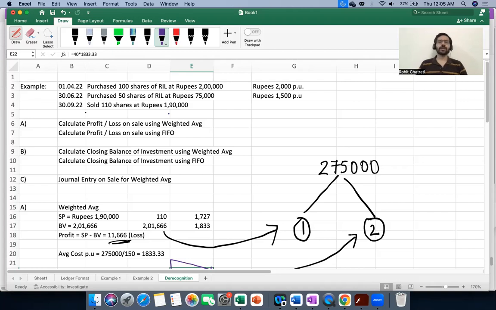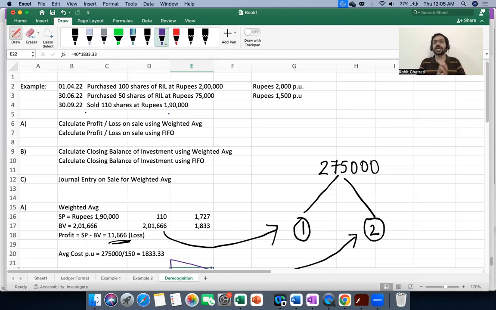Hi everyone, welcome back. So now let's continue with our previous example, but this time we are going to solve it using the first in first out method. Like I said, the first in first out method is not prescribed by Accounting Standard 13. AS 13 does not permit entities to follow first in first out. It always prescribes you to follow only weighted average.